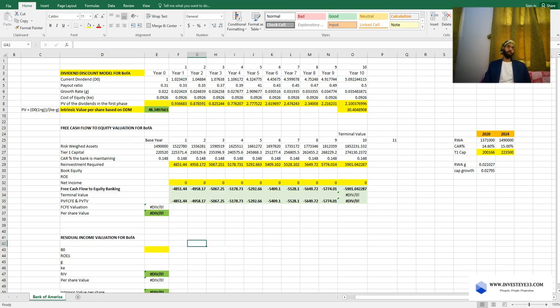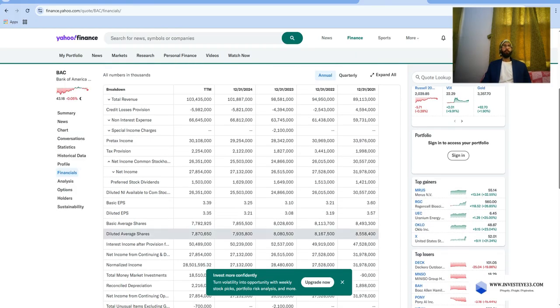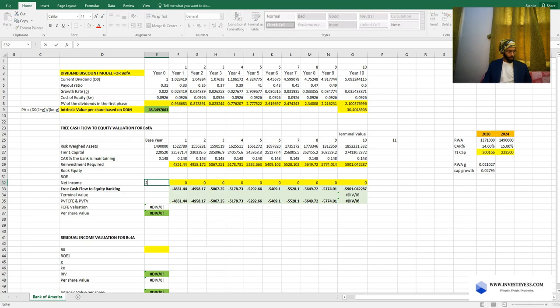Now friends, 3 more numbers are mentioned here: the book equity, the return on equity, and the net income. Let's go to the website Yahoo Finance and find out what the values are. Let's start with the net income. Here I am in Yahoo Finance, and you can see for 2024, the net income for Bank of America is 27,132,000,000. That is 27.132 billion, right? So let me use this number here. 27.132 billion means 27,132 million, right?